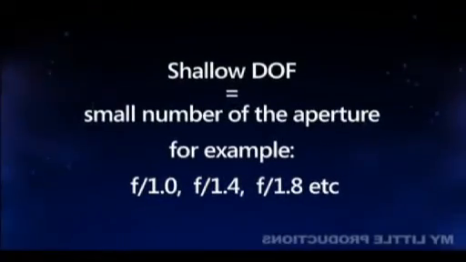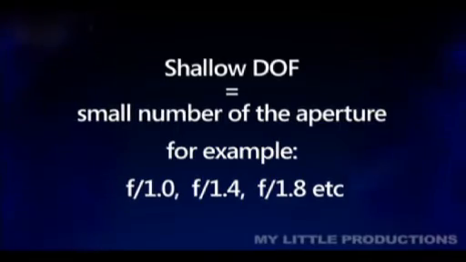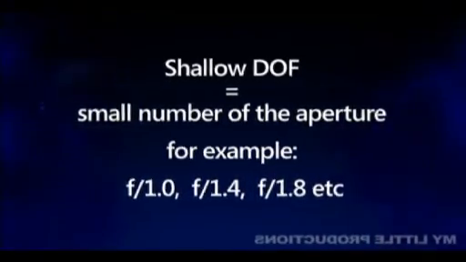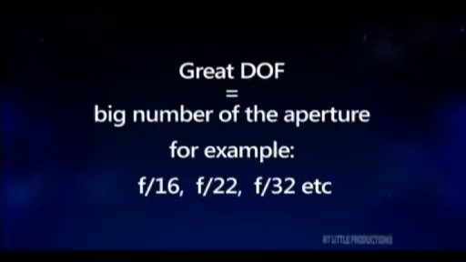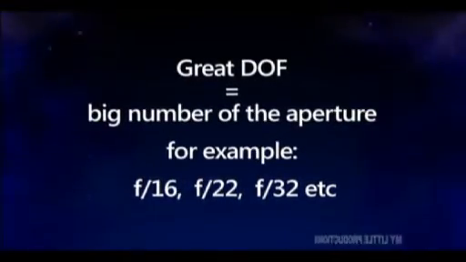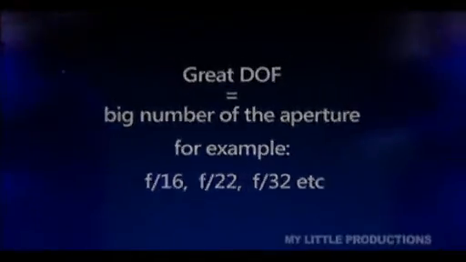If you need a shallow depth of field, open your lens as much as you can, set your aperture to the smallest reading, and you will get a shallow depth of field. If you need a great depth of field, close your lens as much as you can, set the f-stop to number 16 or higher, and you will get a great depth of field.